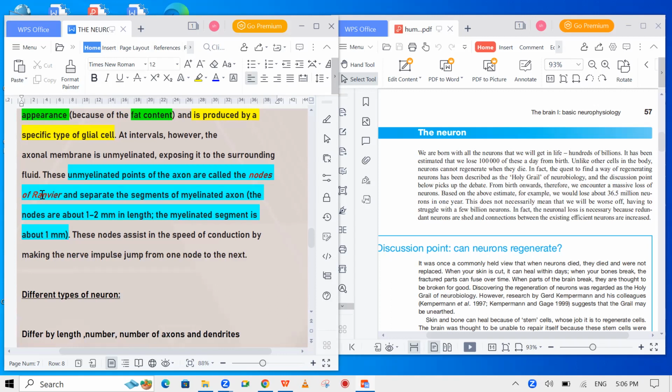When the information comes to the nodes of Ranvier, it jumps. The faster it jumps, the more information is conducted through the nerve. When the information is not jumping from the node of Ranvier, the information is not processed appropriately.